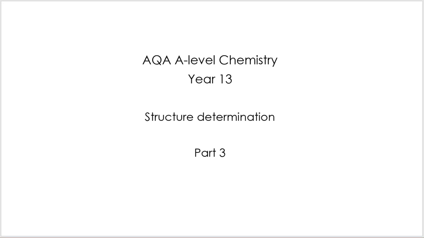This is an AQA A-level chemistry topic. It's from year 13 and it's structure determination. This is part 3. In the first parts we looked at carbon-13 NMR and introduced proton NMR. We're now going to continue with proton NMR, looking at some of the additional details and also then look at some of the sort of things that may come up in an exam.